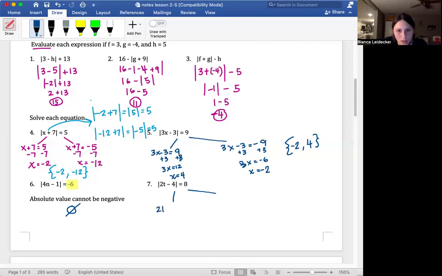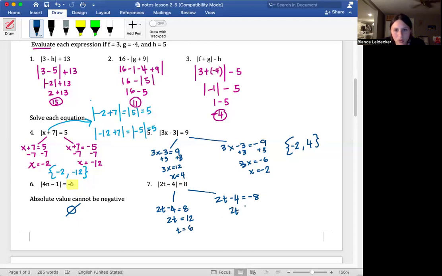One case where 2t minus 4 is in fact 8, and one case where 2t minus 4 is -8. Working it out, +4 on both sides. I'm not doing really good showing all my work here because I want to keep this condensed. Divide by 2 on both sides, t equals 6.